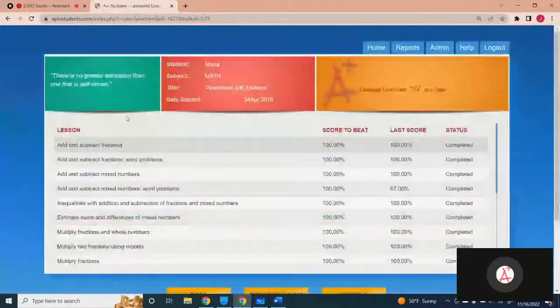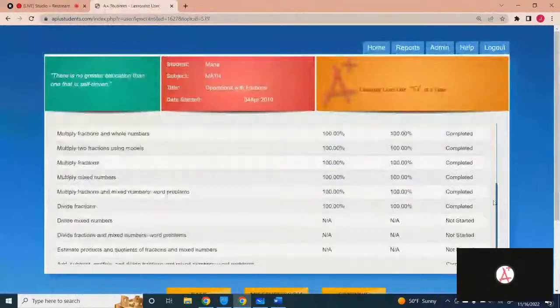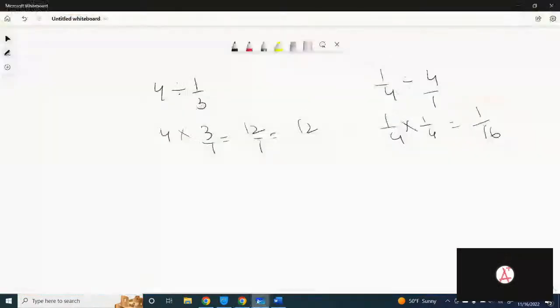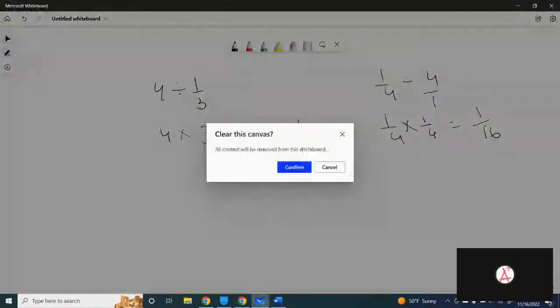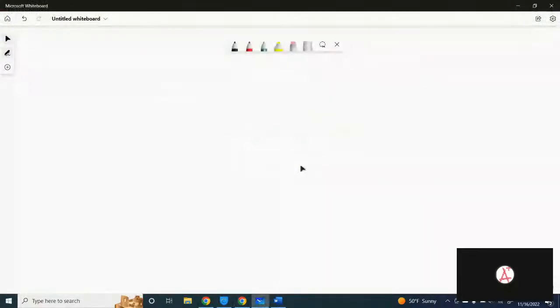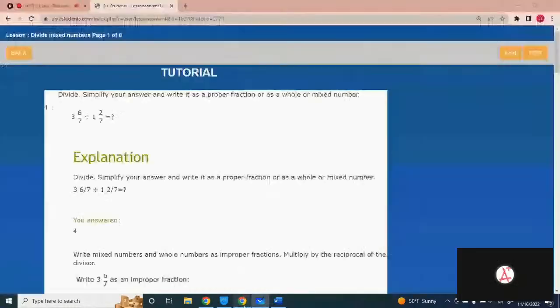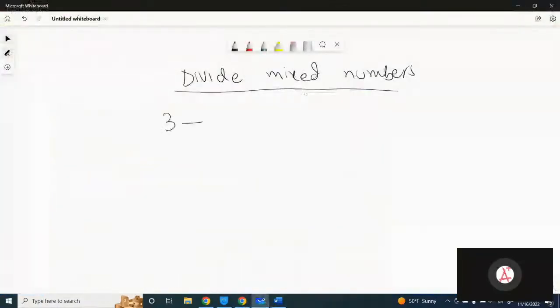And the next topic is multiply. Sorry, divide mixed numbers, not multiply. Divide mixed numbers. Let's start with an example. The first one is 3 whole 6 by 7 divided by 1 whole 2 by 7.